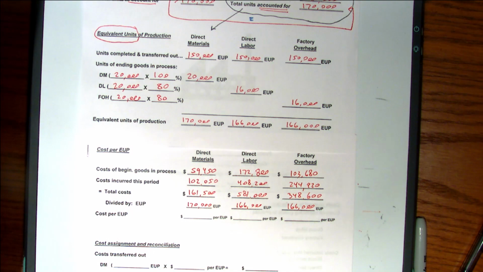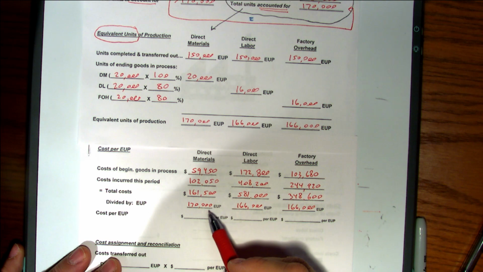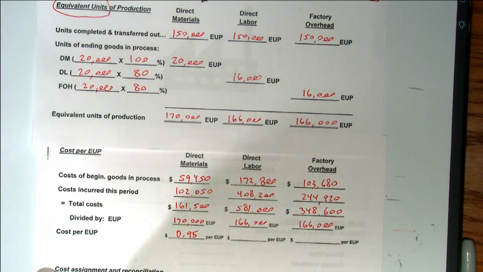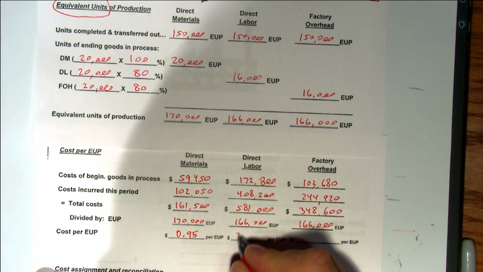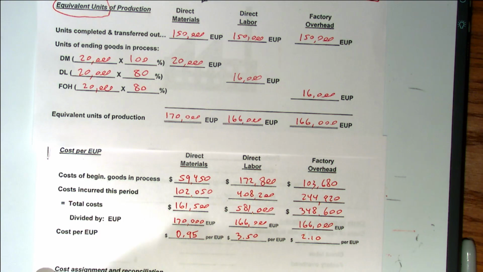Okay, if you divide that by that, what do you get? 161,500 divided by 170,000 is what? 95 cents. Now don't round, okay? 95 cents per equivalent unit of production. Let's see if I can zoom in a little bit more there. Okay. 581,000 divided by 166,000 is $3.50 per equivalent unit. 348,600 divided by 166,000 is $2.10 per equivalent unit. Is that right? Okay.